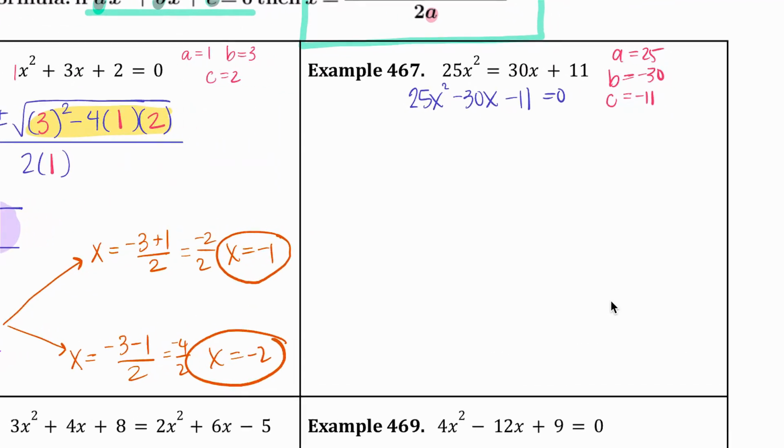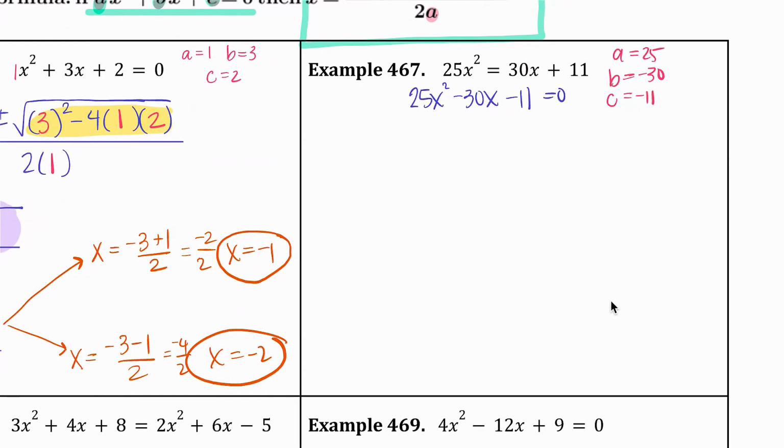Okay, same process. I'm going to kind of draw the skeleton of my problem. x equals negative b plus or minus the square root of b squared minus 4 times a times c, all over 2a. Okay, let's fill in our blanks. We've got x equals negative 30 plus or minus the square root of negative 30 squared minus 4 times a times c, all over 2 times a.